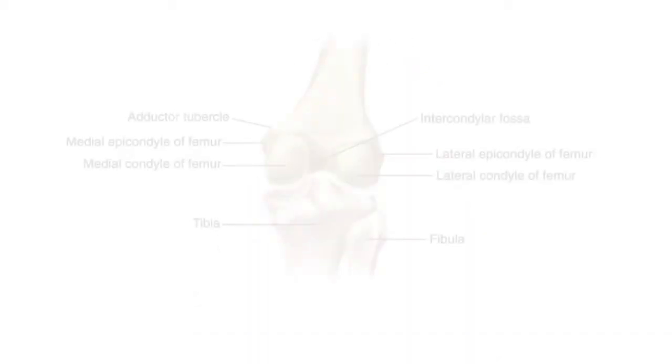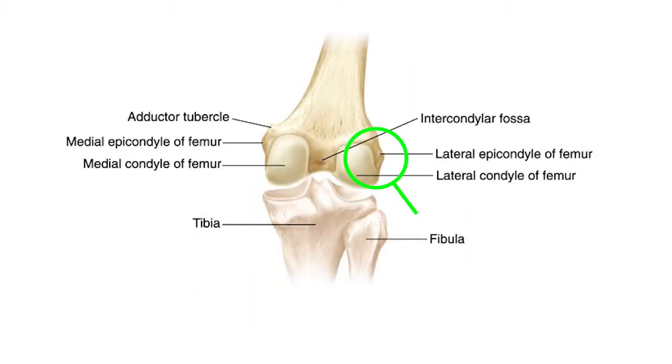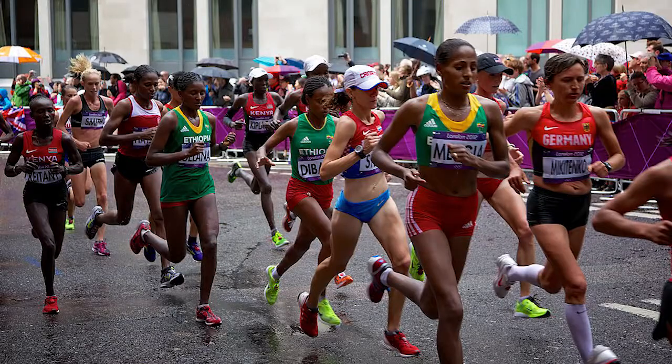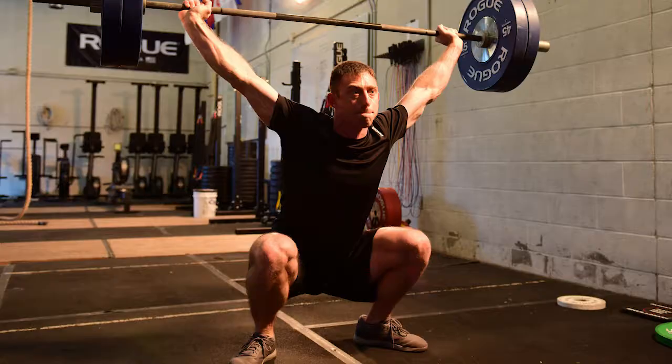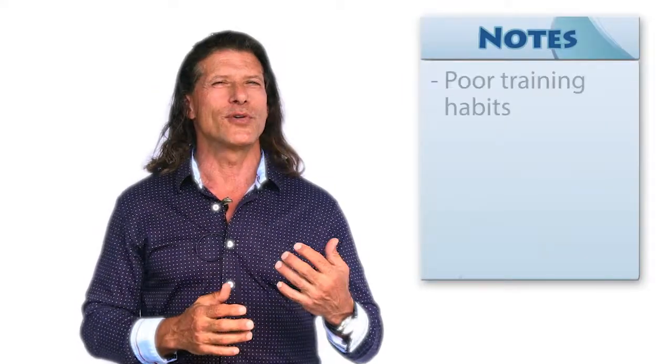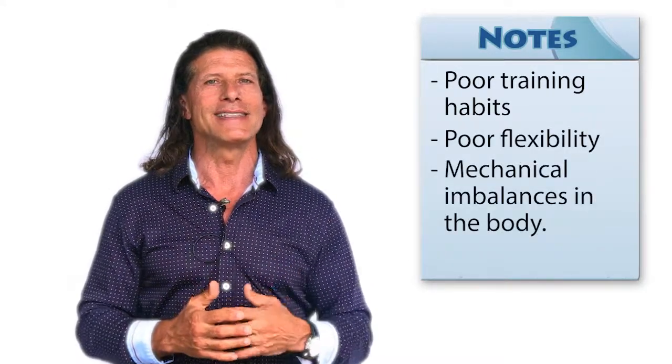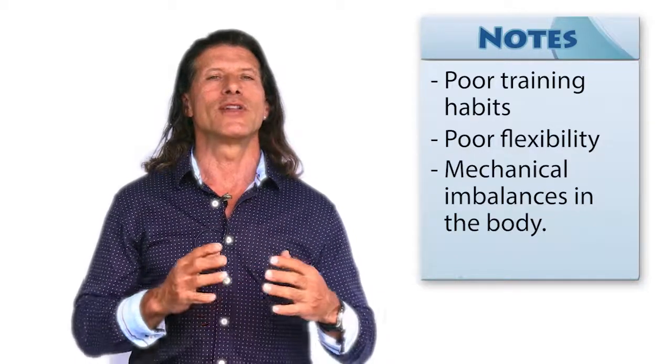Inflammation and irritation of the IT band can occur as it travels back and forth, crossing the bony prominence of the femoral epicondyle as the knee flexes and extends. Iliotibial band inflammation often occurs in long-distance runners, cyclists, and other athletes who repeatedly squat. IT band syndrome may be the result of a combination of issues, including poor training habits, poor flexibility, and other mechanical imbalances in the body, especially involving the lower back, pelvis, hips, and knees.